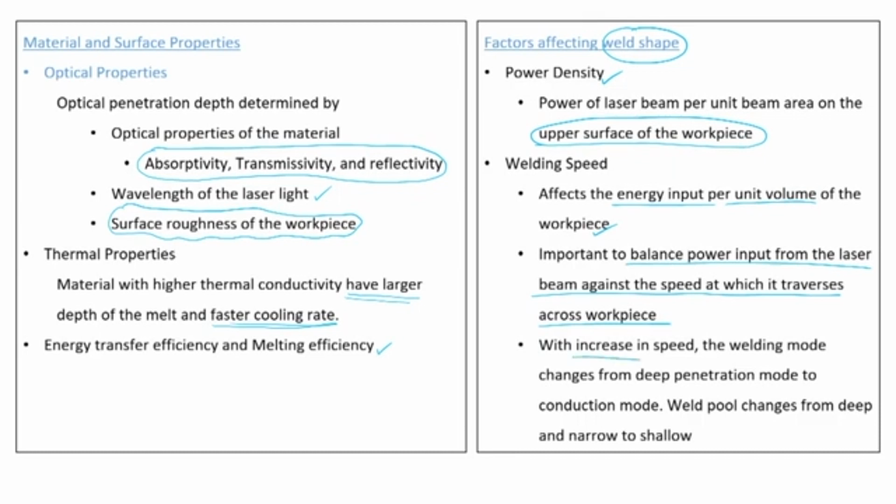If we increase the speed, then the welding mode may get changed from deep penetration mode to conduction mode, and the weld pool changes from deep and narrow to shallow. So, if the speed is constant with higher power, in case of a very high power laser, say 2 kilowatt, and if the speed is increased, then we may not get the keyhole type of laser welding. In that case, as the speed is increased, there is a transition from the keyhole type of welding to the conduction mode of welding.